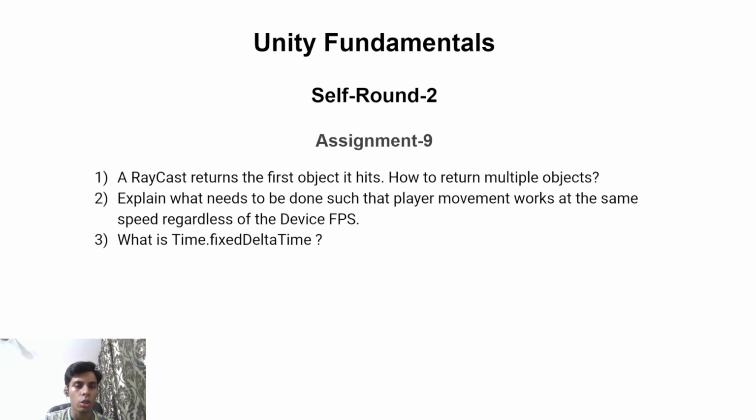So coming to the third question, what is Time.fixedDeltaTime? Fixed delta time is the fixed interval of time used for physics calculations in Unity. It represents the time step between each physics update. Unlike Time.deltaTime, which adapts based on the frame rate, Time.fixedDeltaTime remains constant and ensures consistent physics simulation across different devices and frame rates.